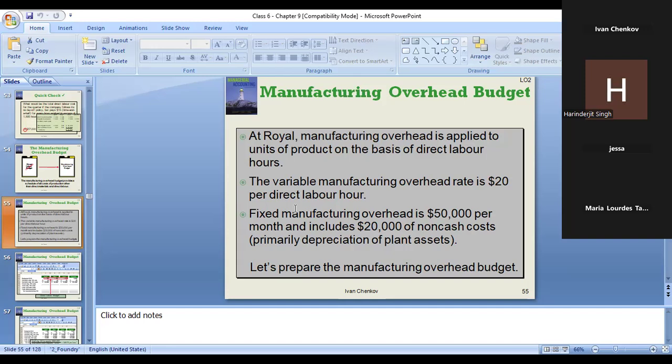20,000 of this fixed manufacturing 50,000 is for the non-cash item, which is the depreciation. Now we have to prepare that budget for the manufacturing overhead. Let's go to the Excel spreadsheet and get this budget done.